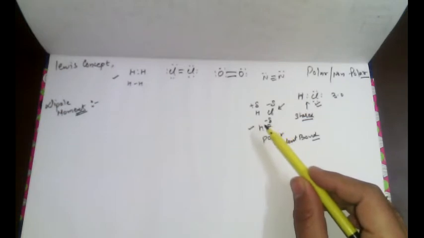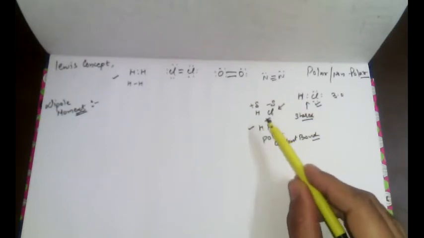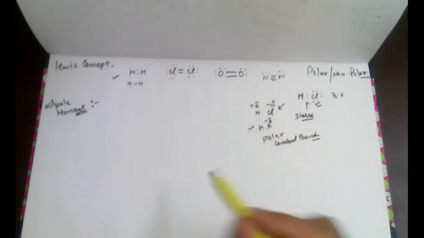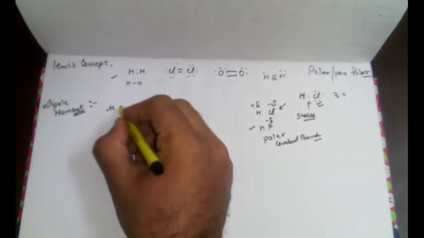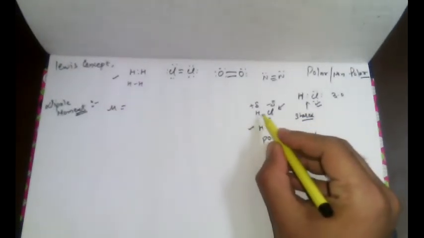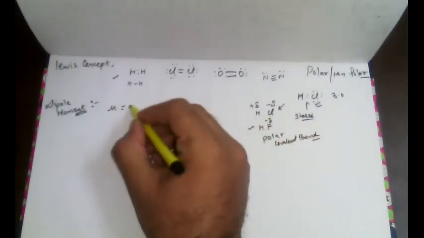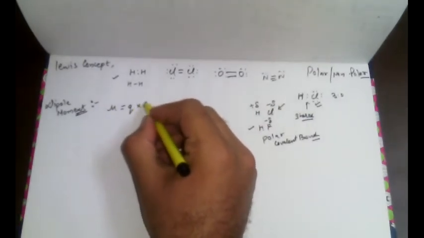When we talk about how to calculate the dipole moment, how much value a molecule has, we need a formula. Dipole moment is represented by the symbol mu, and it is a product of the magnitude of either the positive or negative charge and the distance between the charges.